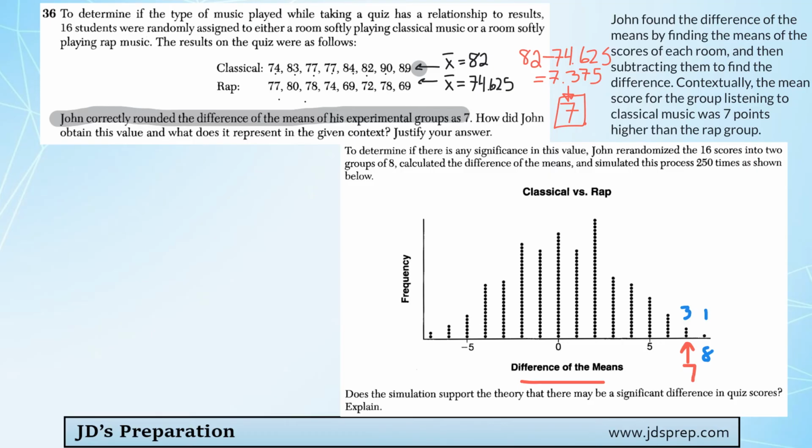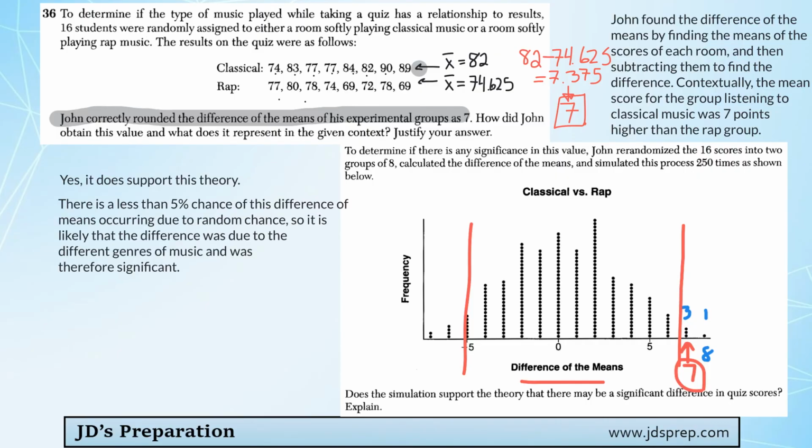Now, because 7 falls outside of the 95% range, we can conclude that, yes, there is a significant difference in quiz scores. So, to answer the question, I wrote, yes, it does support this theory. There is a less than 5% chance of this difference of means occurring due to random chance, so it is likely that the difference was due to the different genres of music and was therefore significant.